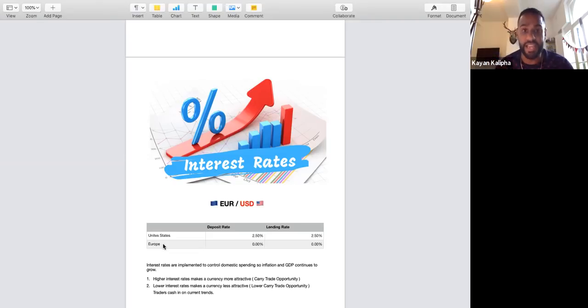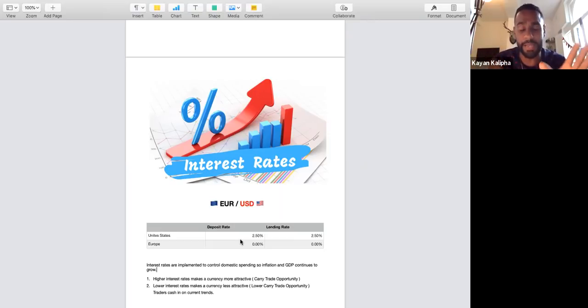But in the United States, if I want to invest in the US dollar, I get paid 2.5% interest by my broker over 12 months. Because remember, interest is over a 12-month period. Or if I invest in a central bank, if I sell the US dollar to buy another currency, I'm going to pay out 2.5%.